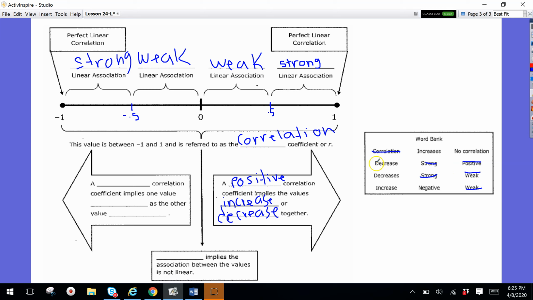So let's go ahead and take that off our list. We have increase and decrease. All right, now, a negative correlation.